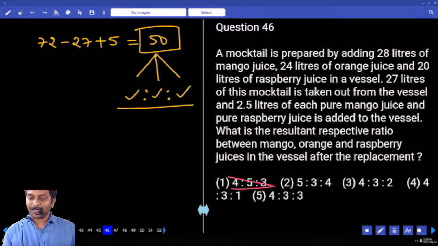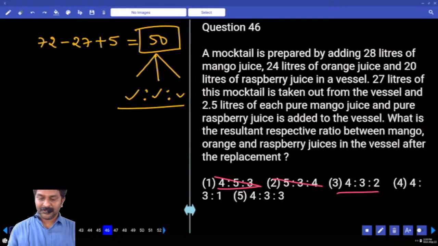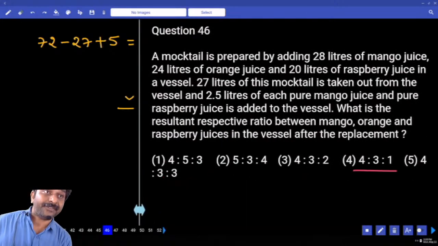Any chance? Next. Is 9 a factor of 50? Next. Fourth option. Come on. Is 8 a factor of 50?